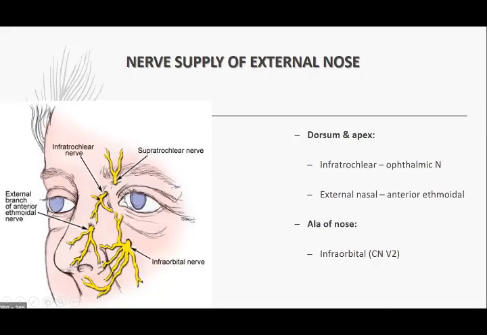The infratrochlear supplies this part, the root. And the anterior ethmoidal supplies the dorsum. Okay? And then the ala of the nose, this side, the part with the nostrils. This part is supplied by branches of the infraorbital. And if you remember, the infraorbital was the terminal branch of the maxillary nerve.